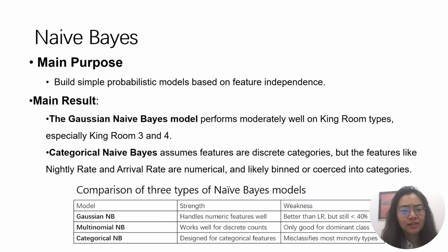And in the naive Bayes analysis, we built some simple probabilistic models based on feature independence. We found that the Gaussian naive Bayes model performs moderately well in king room types, especially for king room 3 and king room 4. The categorical naive Bayes assumes features are discrete categories, but features like nightly rate and arrival rate are numerical and likely binned or correlated into categories. We also compared three different naive Bayes models. Due to time, I will not introduce them one by one. If you want more detailed information, please visit my website to find more about my project.